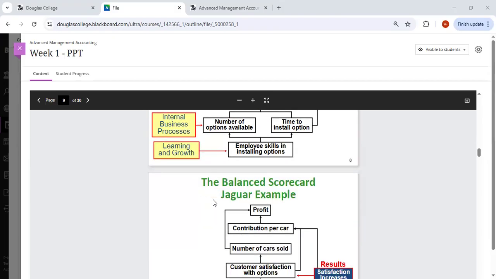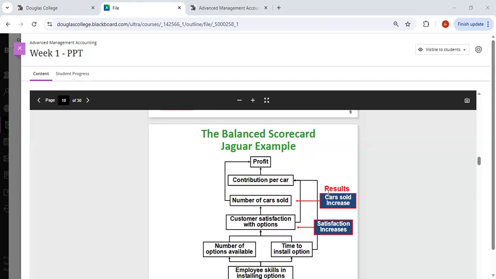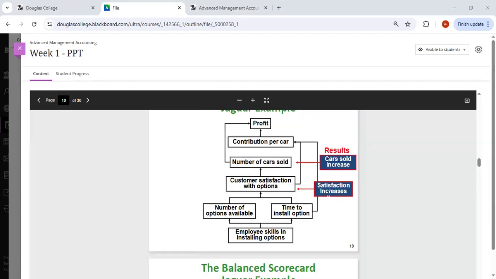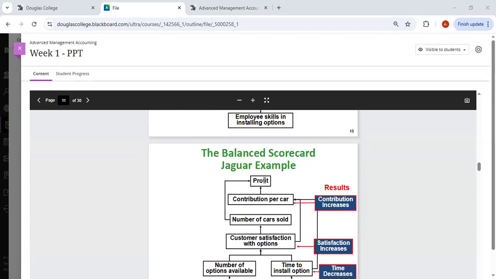So that's how we should look at the balanced scorecard as a strategy. If we do something, what will be the result? Based on what we achieve, what will be the next result? And keep going until you finally reach the final goal, which obviously will be to see the actual results on the financial perspective.